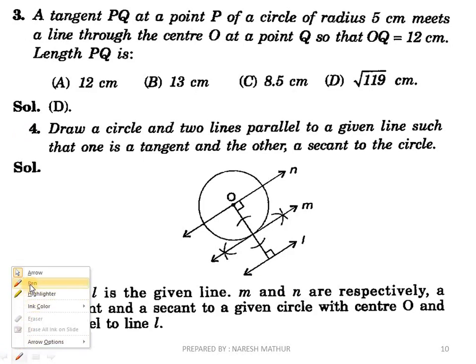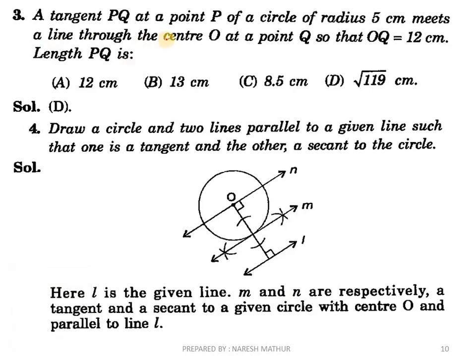Next question: a tangent PQ at a point P of a circle of radius 5 cm meets a line through the center O at point Q such that OQ, this one is O, this one is Q, and OQ is given as 12 and the radius is given as 5. So we need to find the length of PQ.